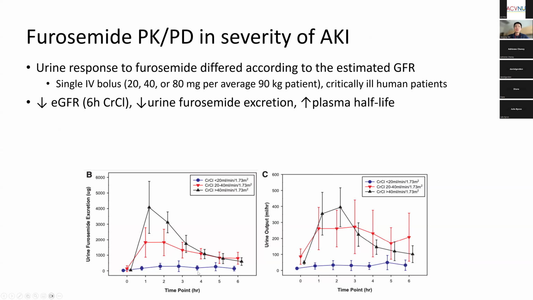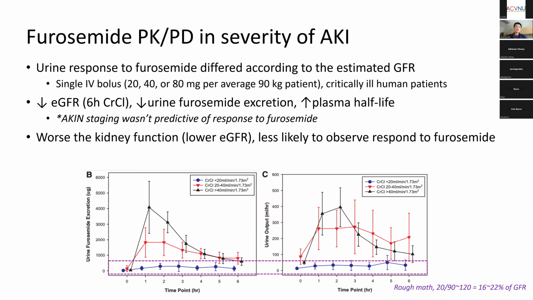And what they found, in these figures, is that the blue ones are the worst estimated GFR. And in these patients, as you can see going from black to red to blue, the worse the estimated GFR, the worse the furosemide excretion, and the furosemide ends up staying in the plasma longer. So basically, the worse the kidney function becomes, the lower the estimated GFR, the less likely we are to observe a response to furosemide.